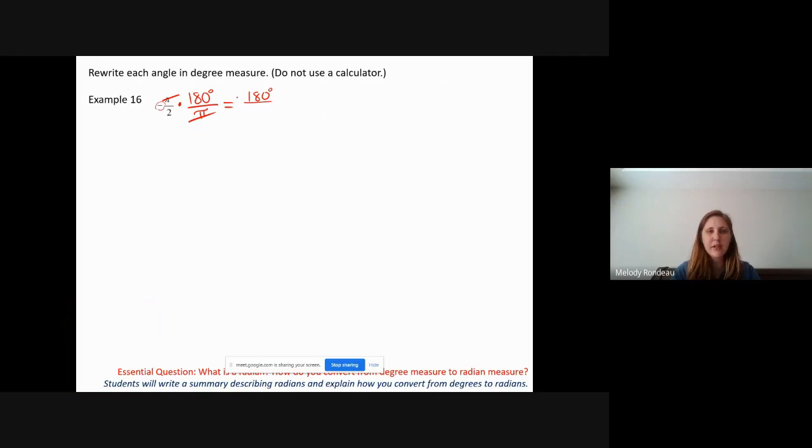So negative and then divided by 2. That's a fairly simple problem, but again, grab a calculator if you want. That's negative 90 degrees. On to the next.